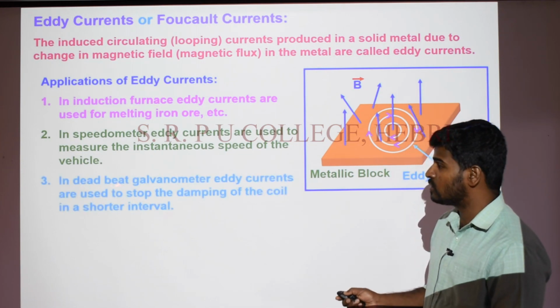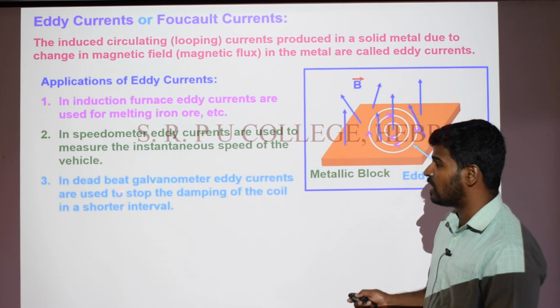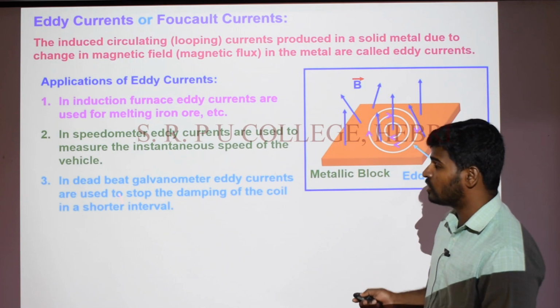Then it is used in deadbeat galvanometers. Eddy currents are used to stop the damping of the coil in a short interval of time.